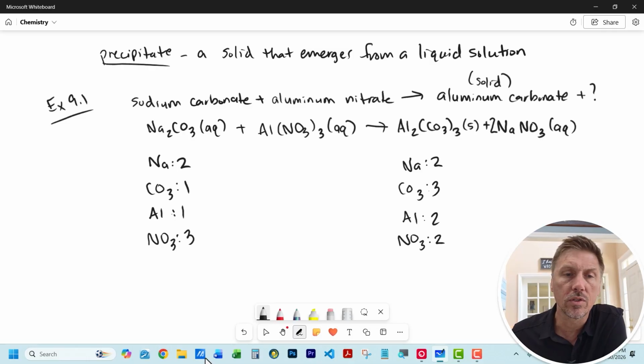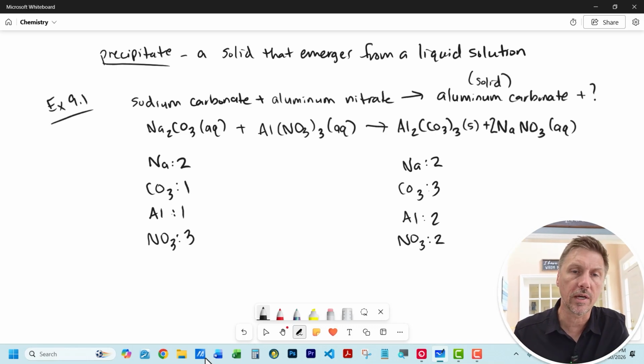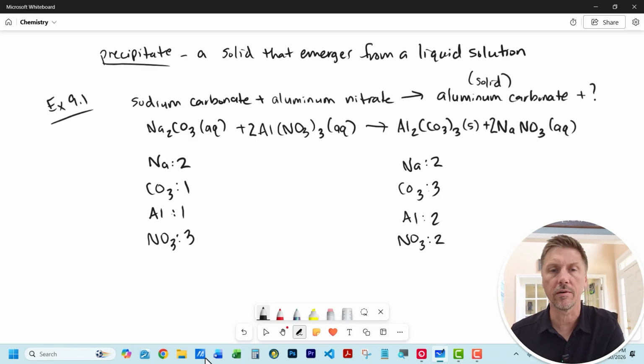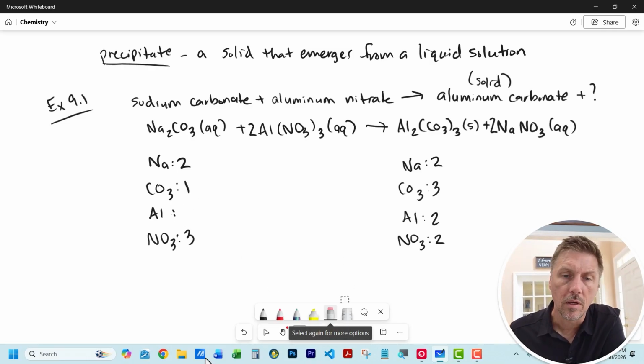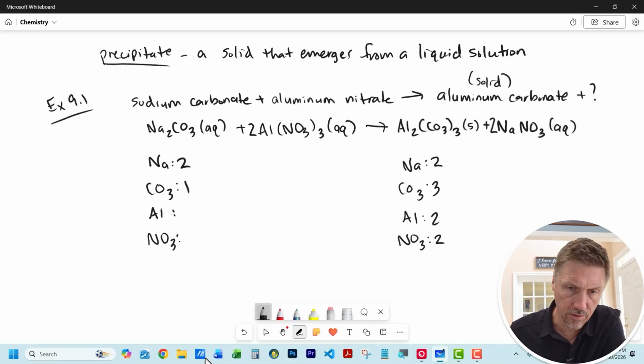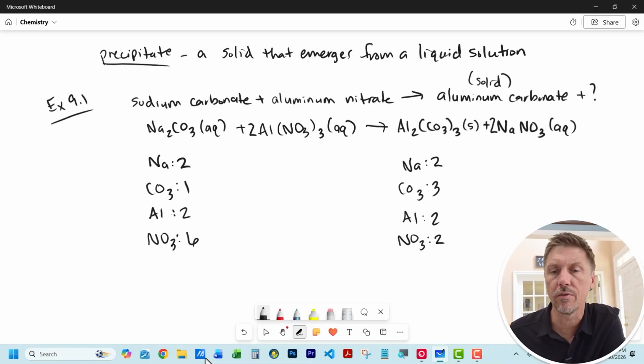And let's look at Al. For Al, we only have 1 Al on the left side here, and we've got 2 on the right side. So we're going to put a 2 in front of our Al here. And so that's going to change this number to 2. But not only is it going to affect the Al, it's also going to affect the NO3. So we have 2 Als, but now we have 6 total NO3s, right?